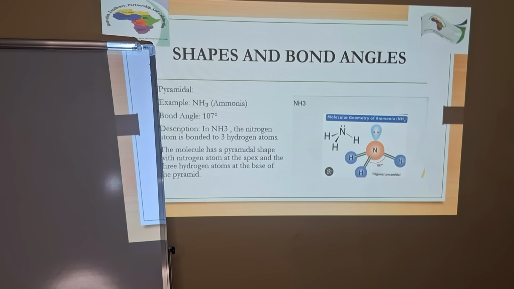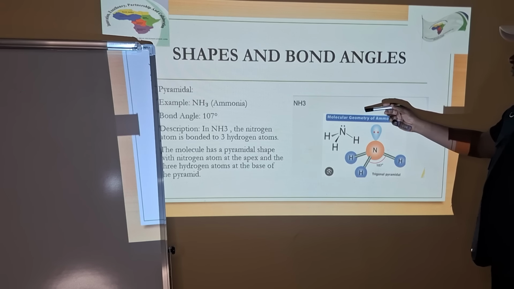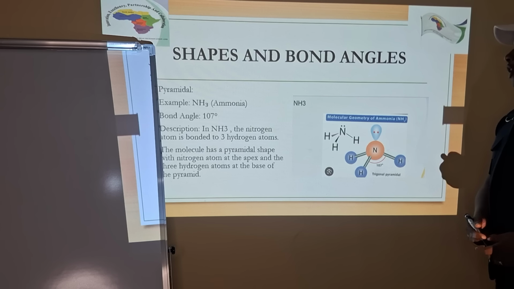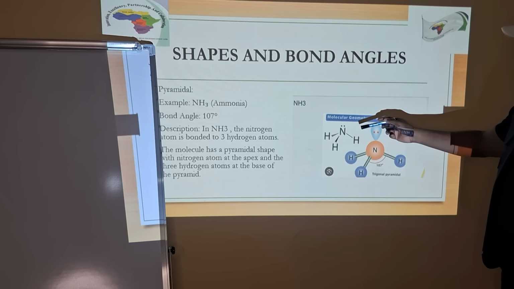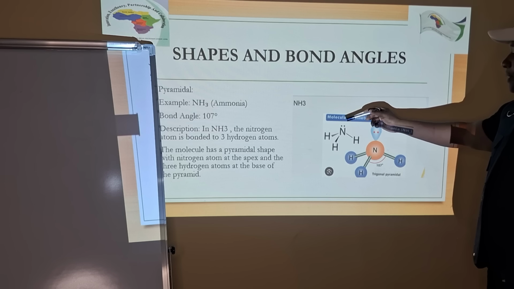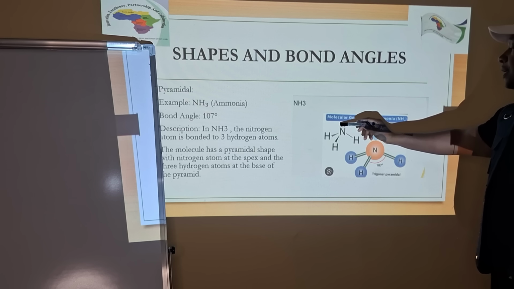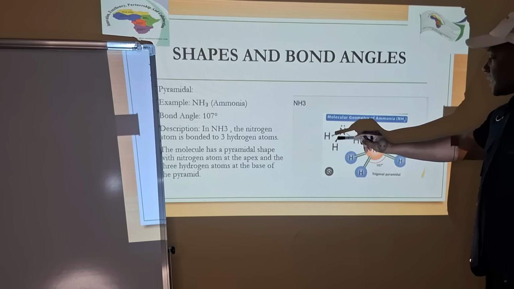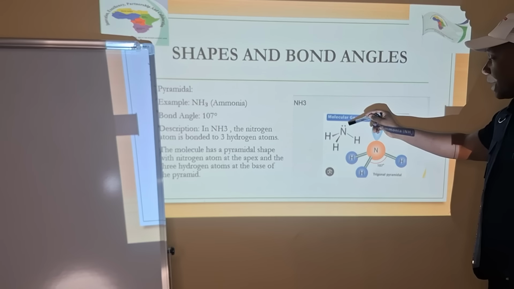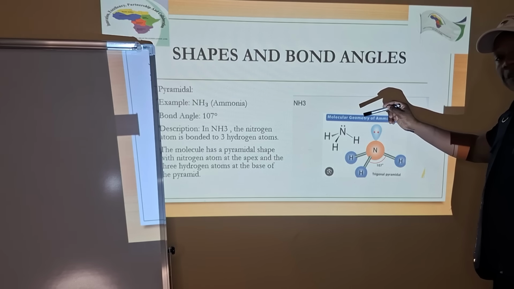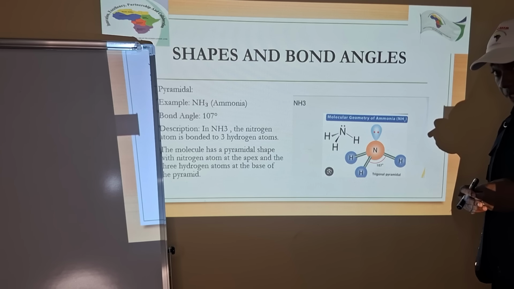We now move on to the pyramidal structure, exemplified by ammonia. The difference between a pyramidal structure and a trigonal planar is that in a pyramidal structure there is a lone pair of electrons, whereas in a trigonal planar, exemplified by boron trifluoride, if you remember, we only have 3 fluorine atoms against 1 boron atom, and the bond angle was 120 degrees.